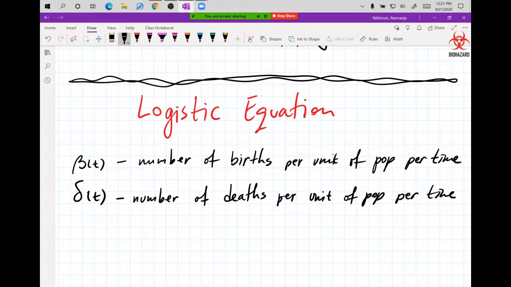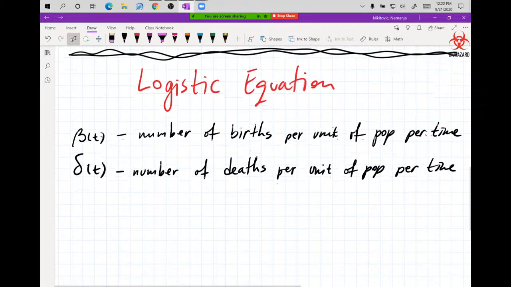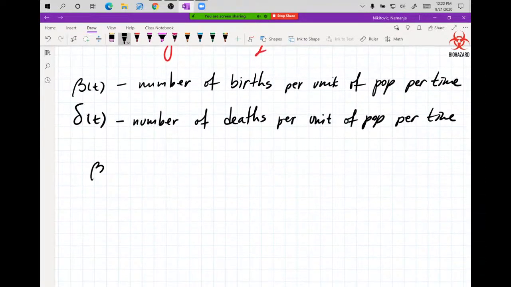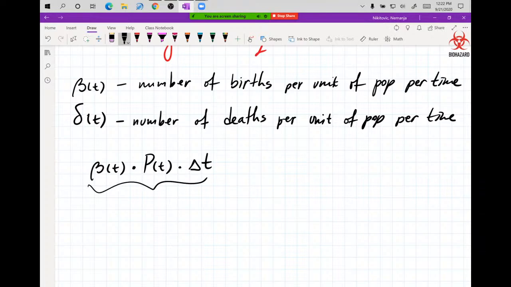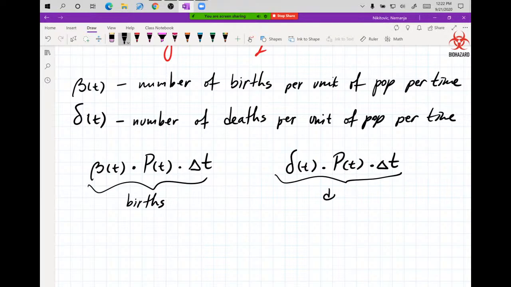So if you take a look at that, you are going to get beta of t times the population in time times the change in time, which could be 1 year. And that's for births. And then you have the rate of death by population, delta of t, and that's deaths.